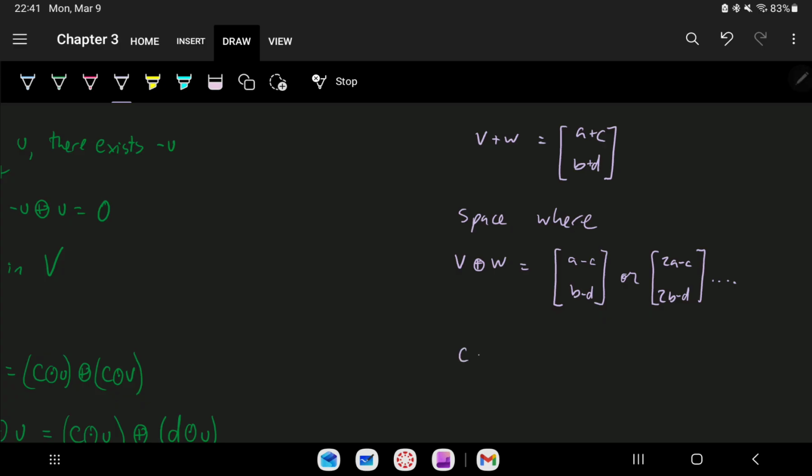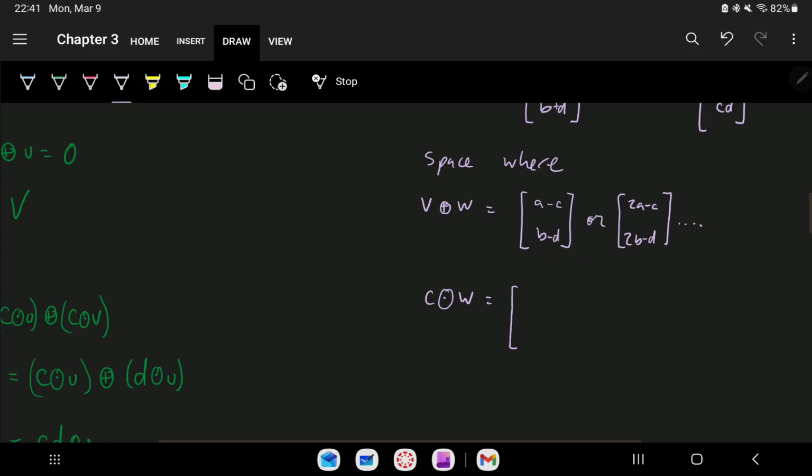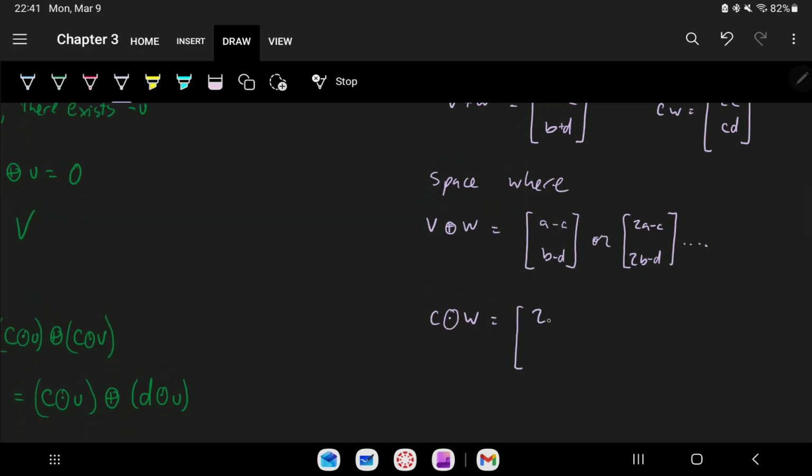Similarly, we can define the rules of multiplication so that instead of standard c times W, which is usually (cc, cd), right? Well, instead of that, instead of it just being (cc, cd), I can say it's (2cc, 2cd). I can say (0, 0). I can say whatever I want, right? As long as we are defining it in a very specific way. And this is crazy to me.